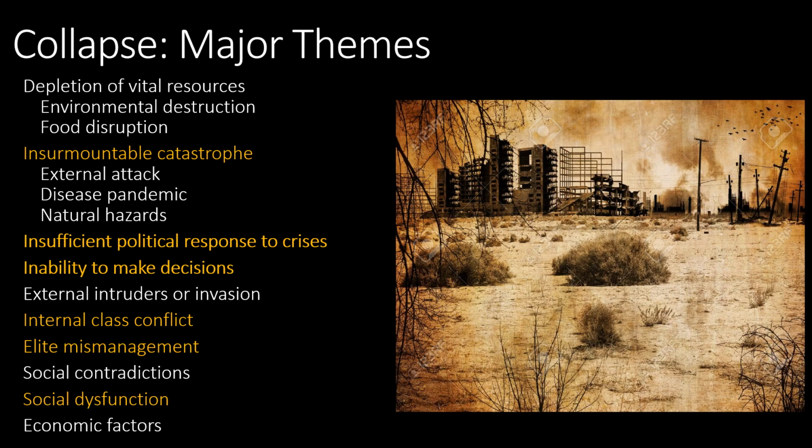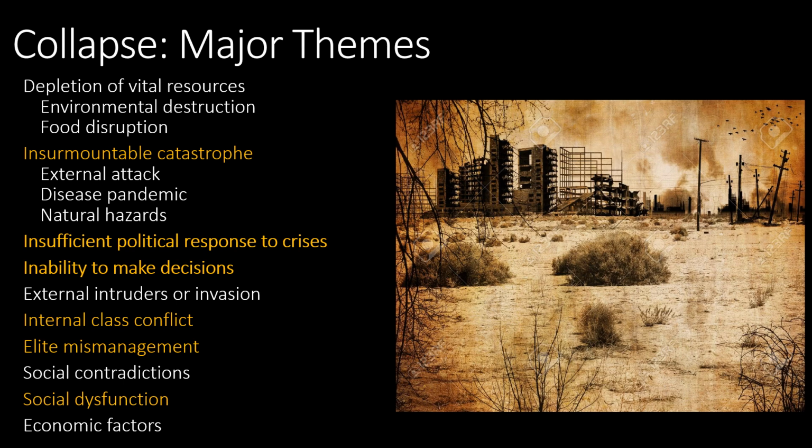Some causes can be external or environmental only in nature, like insurmountable catastrophes. This could come from an external attack from a neighboring enemy or a disease pandemic that is especially harmful and virulent, or it could come from natural hazards like a volcano or an earthquake, although typically a society at the state level, especially if it has a large geographical base, can withstand a single natural hazard or disaster like a tsunami or an earthquake.